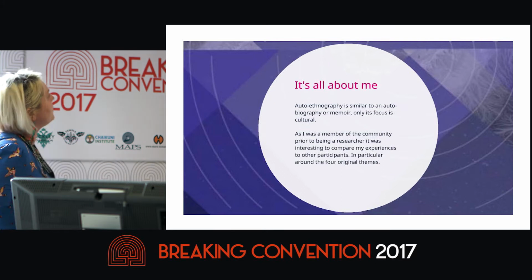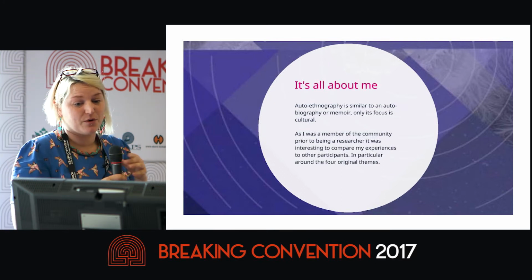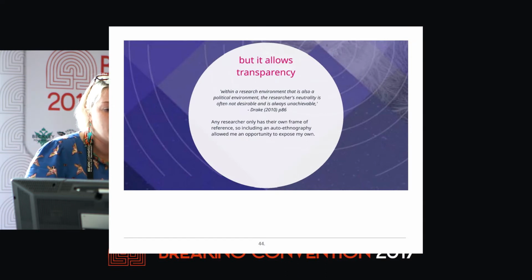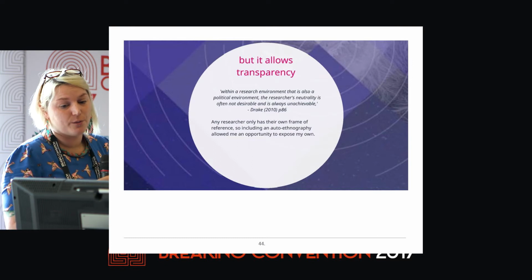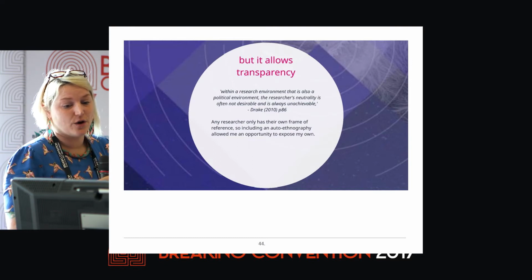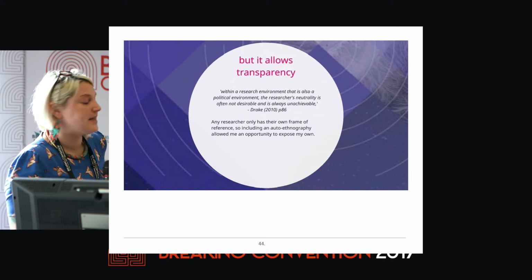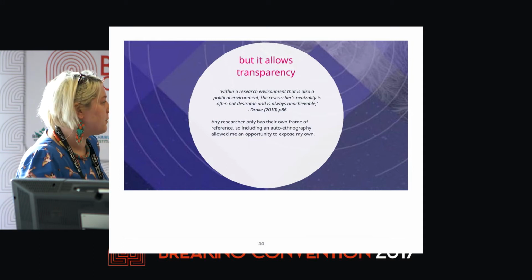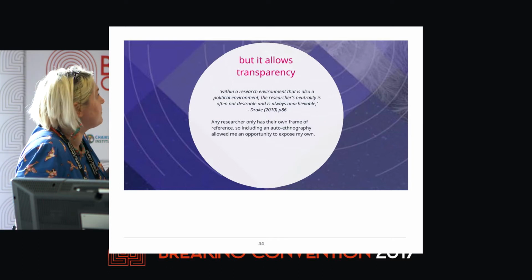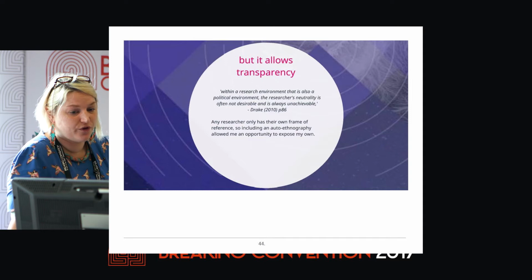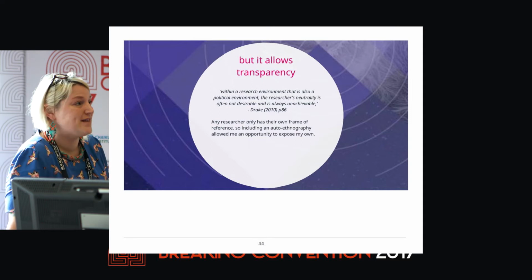It also, using an ethnography, allowed me to be transparent in my research. So Drake here is saying, within a research environment that is also a political environment, the researcher's neutrality is often not desirable and is always unachievable. So obviously that's another kind of big worry that positivist scientists have, is about the lack of objectivity in qualitative research. But you know, this is saying it's actually often that neutrality is not always desirable.